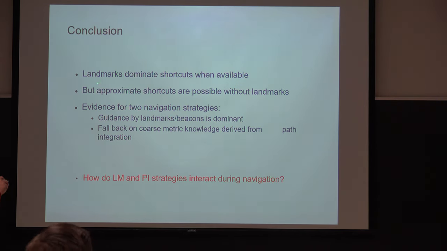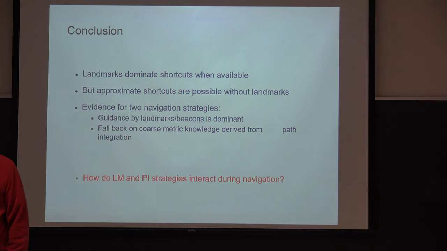So, conclusion. Landmarks dominate shortcuts when available, but approximate shortcuts are possible without landmarks. Evidence for two navigation strategies: guidance by landmarks, or beacons, is dominant, but you can fall back to path integration if you don't have it. You're just not going to be as accurate in that case. Any questions about this before I move on?